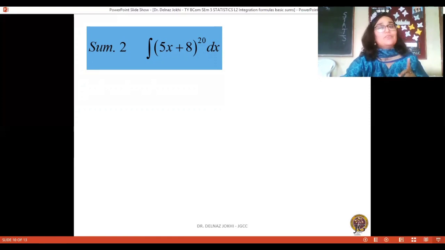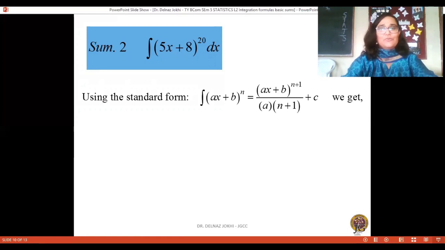So standard result number 2, as you see on your screen. Integration of (ax plus b) raised to power n is equal to, remember I had told you, (ax plus b), copy the base, raised to n plus 1 upon n plus 1, and then a. Look at the denominator. Where did a come from? Remember, the coefficient of x will go down. So come on, try to do this sum on your own.